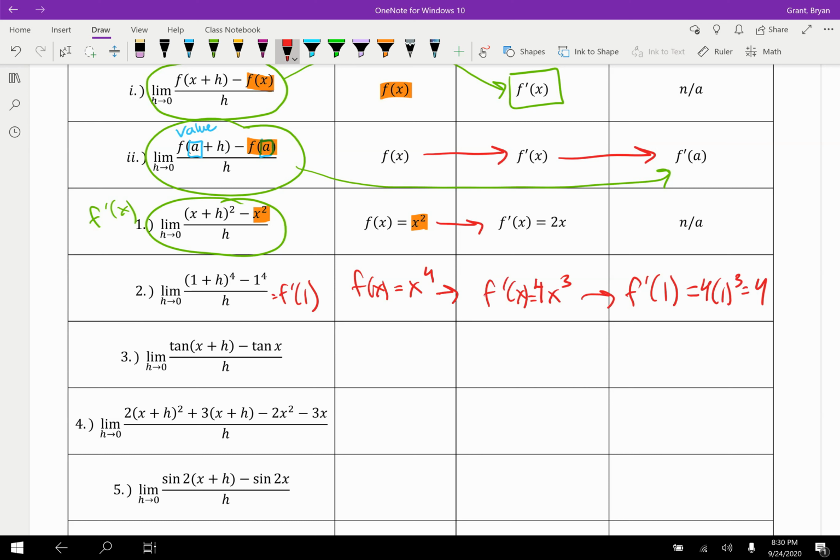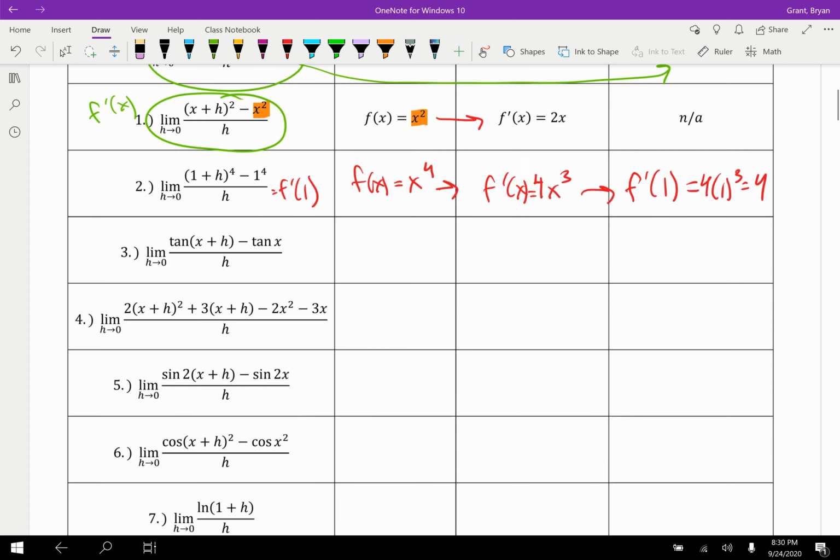Now, again, you could go the really long way around. You could multiply out 1 plus h times itself 4 times, multiply all that out, subtract 1 to the 4th, factor out an h, plug in 0, simplify it down, and you would get 4. But why do that when we know our calculus derivative rules?